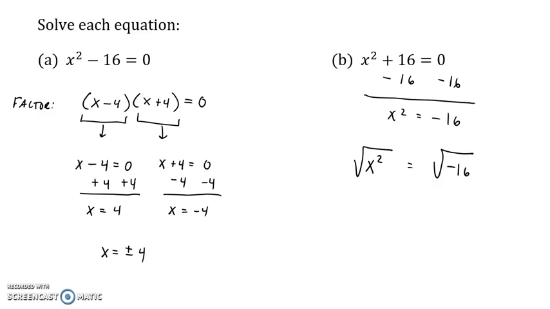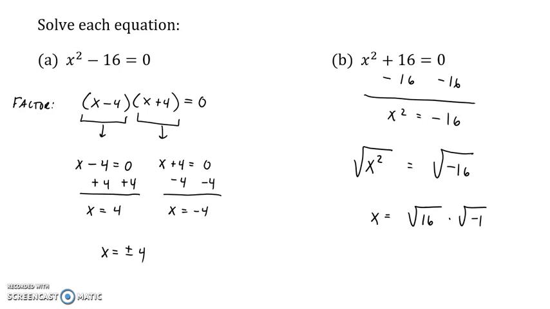When we take the square root of x squared, that's going to give us an x. And when we take the square root of negative 16, if you try to type this into your calculator, it's going to give you an error. Okay, but we can actually do this where we're working with imaginary numbers. Keep in mind you can break this apart into the square root of a positive 16 times the square root of a negative 1.